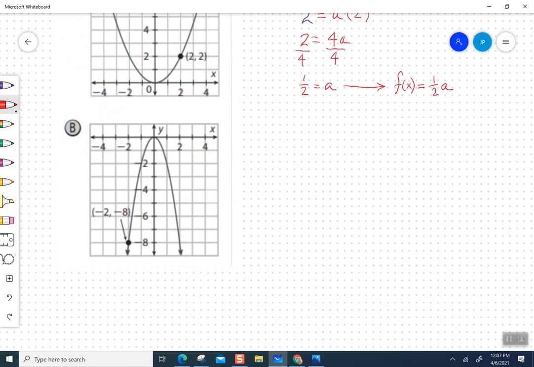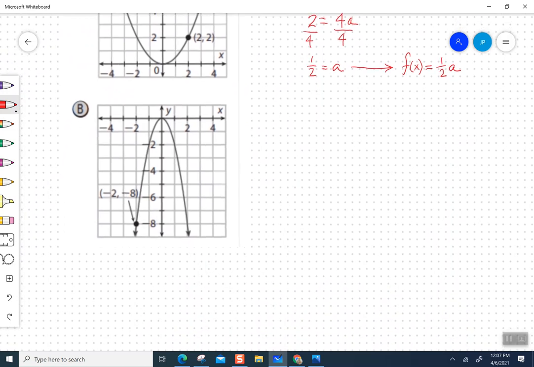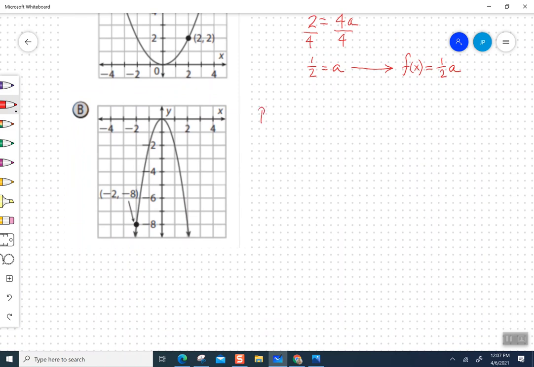Okay. Well, now take a look at b. And for b, we'll notice that it's reflected. So in my head, I should be thinking, okay, I know a has to be a negative, but I just don't know much else about it. So what we're going to do is pull the ordered pair off first. So I have a point, which is (-2, -8). Okay, then a little bit easier to see it.